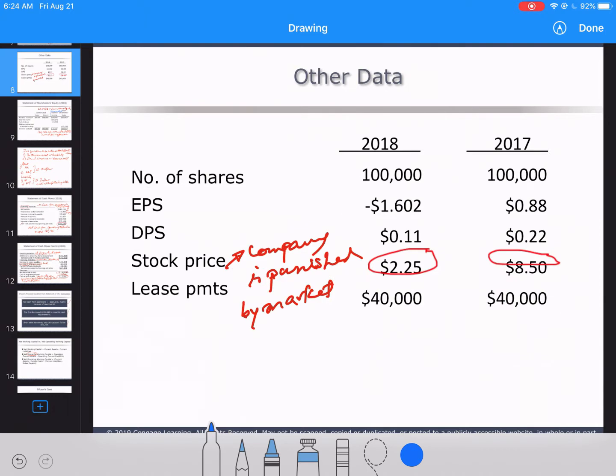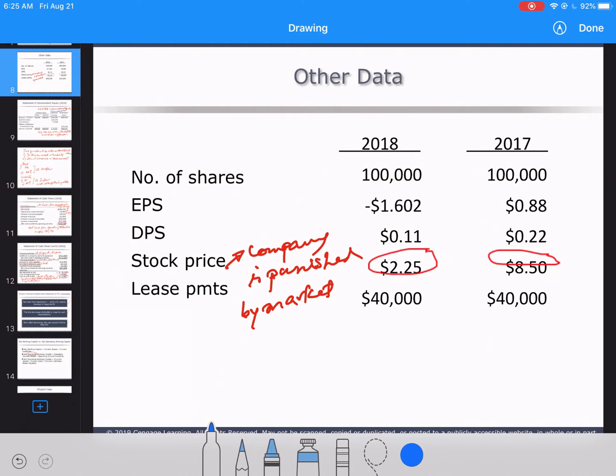And the result of that is that you look at earnings per share and dividends per share and the result on stock price. So you can see that the price was $8.50 in 2017, and in 2018 it is $2.25. So the company is being punished by the market for their performance.